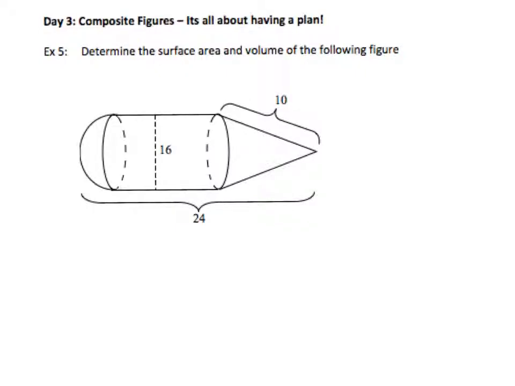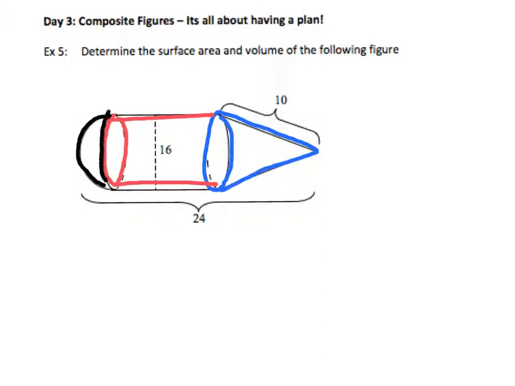Okay, with composite figures, these are generally our level 3 questions, but with composite figures, it's all about having a plan. So if I look at this figure, I want to see what types of shapes that I know make up this figure. So if I look at this picture, I see a cone here on the end, and then I see a cylinder in the middle, and then I see a hemisphere on the other end.